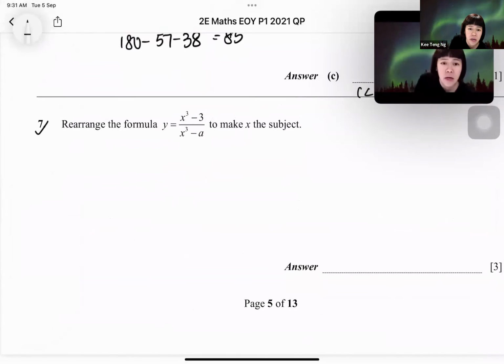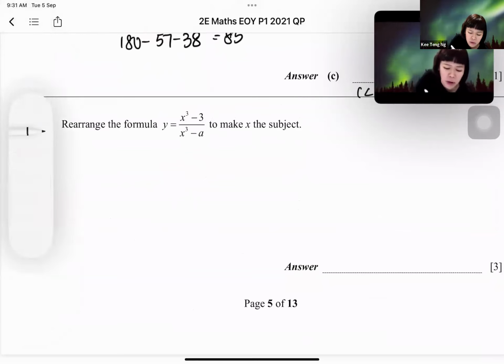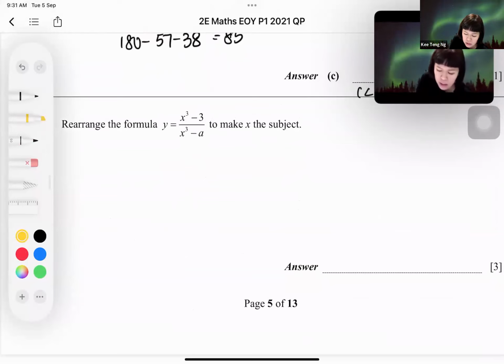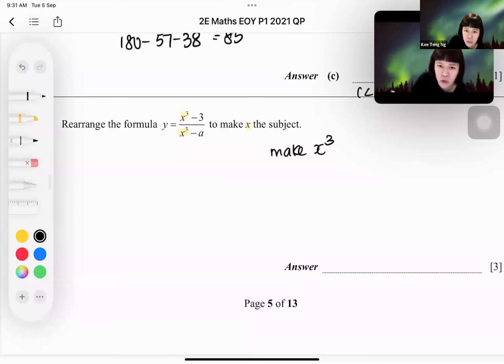First one, rearrange the formula y equals to this to make x the subject. First thing you take note, I want to make x the subject, but our question over here comes in the form of a x cube. So before I make x the subject, I must make x cube the subject first. So I must try to gather all the x cube the subject first. I'm not going to take cube root straight away. I'm going to take cube root the last. But I group all my x together. So this is a fraction.